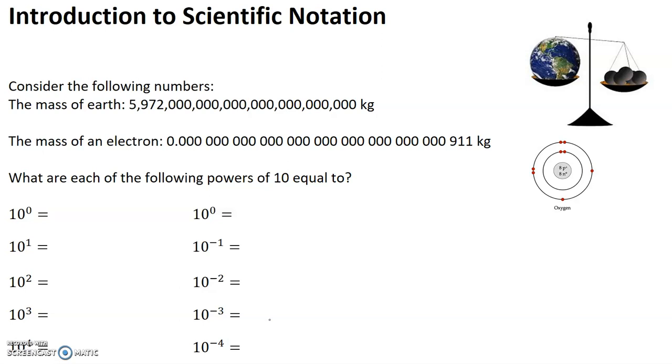We're going to consider two numbers, one that's very big and one that's very small. The first one, the mass of the Earth, is 5.972 and then 21 zeros after that. And the mass of an electron, which is very, very small, is 0.30 zeros followed by a 9, 1, and a 1.